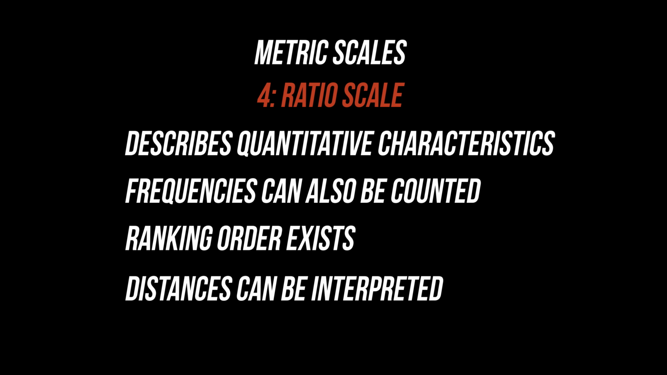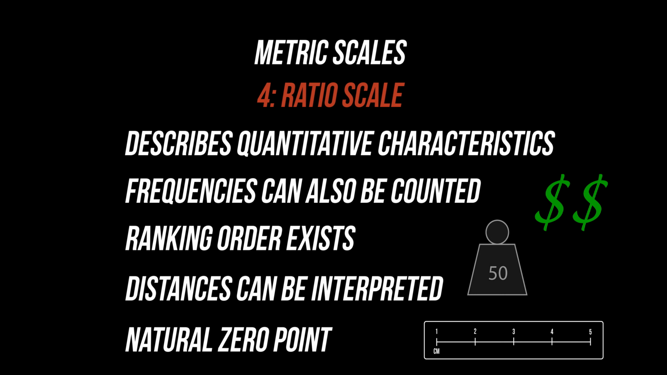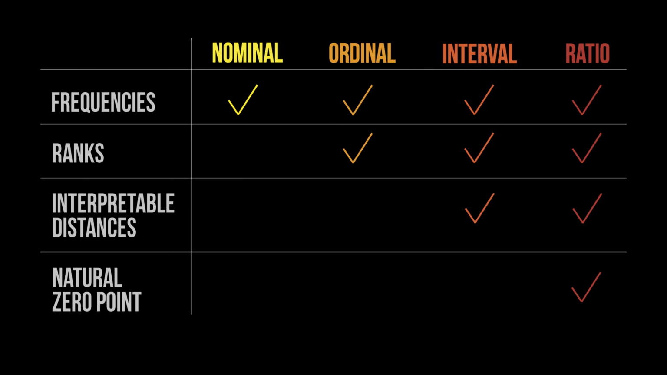Finally, there's the ratio scale, which differs from the interval scale only in that there is a natural 0 point. Examples of this are the salary in dollars, distances, weights, and the like. Here is an overview of the 4 different scales and the properties they are able to measure. Here it is also very easy to see that higher scales automatically have properties of lower scales.